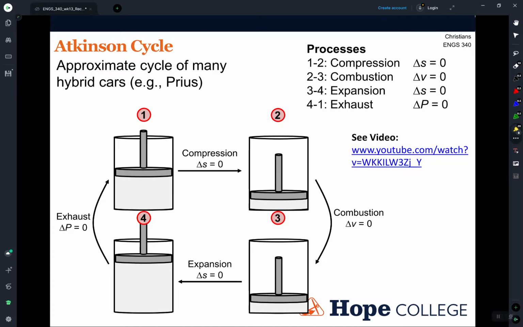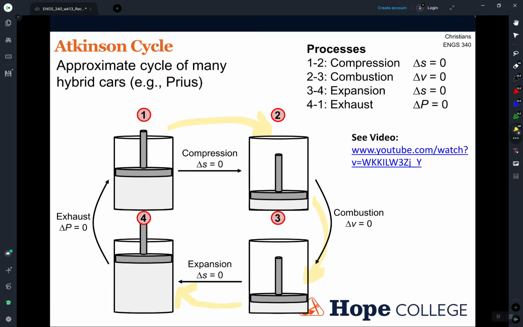This is super close to an Otto cycle, so I just want to explain a little bit the differences. So the compression process here from 1 to 2, exactly the same as a normal Otto cycle, the normal spark internal combustion cycle. The actual combustion, again, exactly the same. So this is the same as Otto. The expansion is what's different.